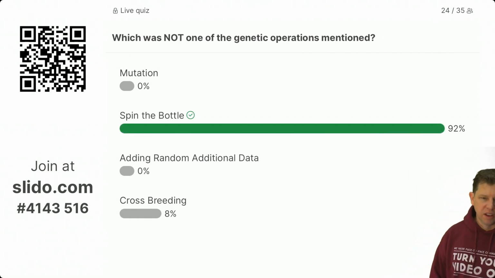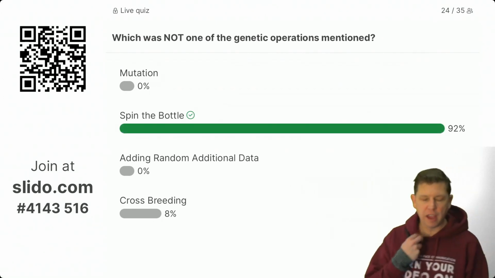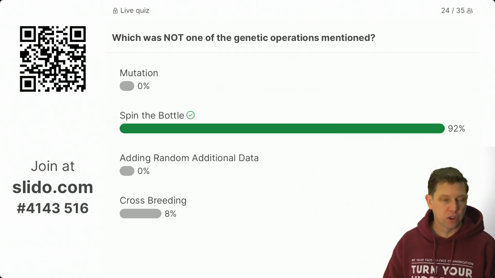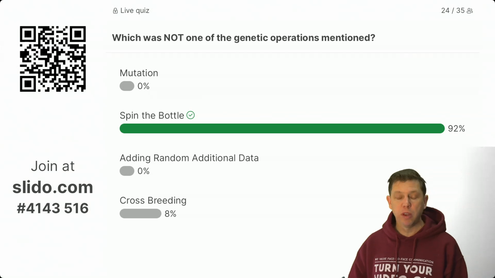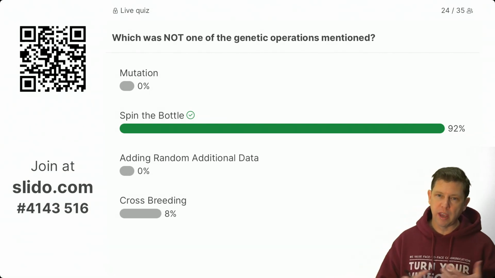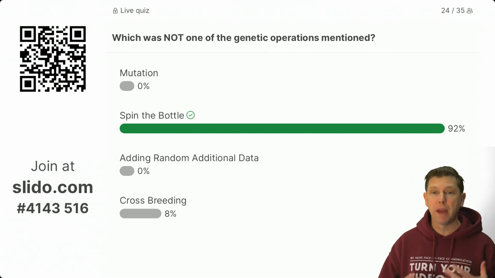And yes, spin the bottle was one that we did not mention. Although I could think of a way you might come up with one called spin the bottle, but that's not one that we mentioned. Crossbreeding is one that we didn't do, but we did mention that it is a way of combining chromosomes to try to get a better fit.